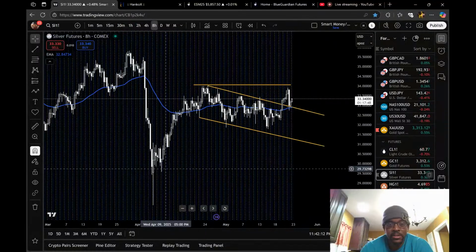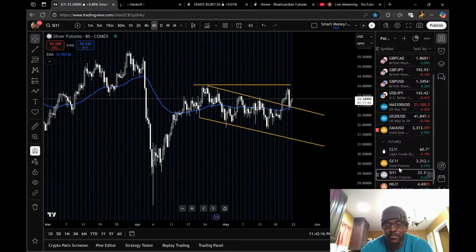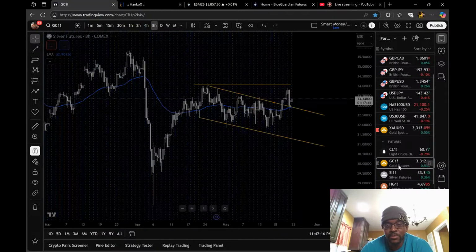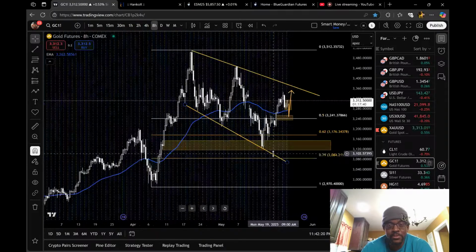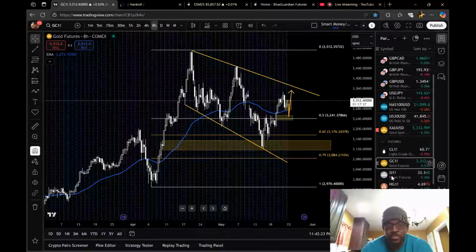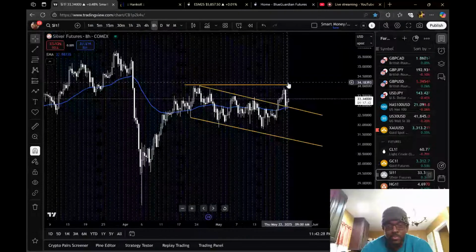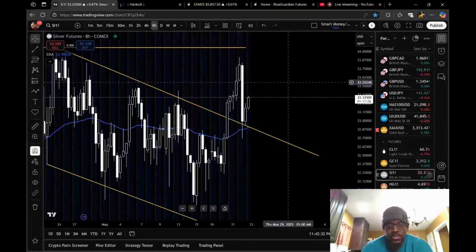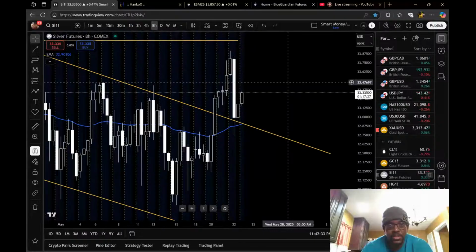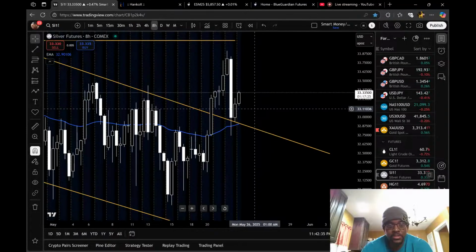Y'all see that? Another flag pattern. This one looks slightly different from gold. And see, this one is moving a lot faster than gold did. All right. But it's pretty much the same thing. So what we would do is wait for an entry on this one.